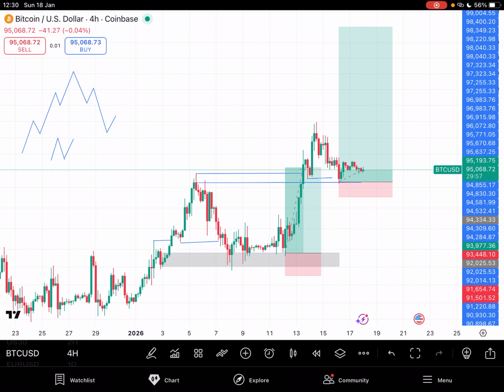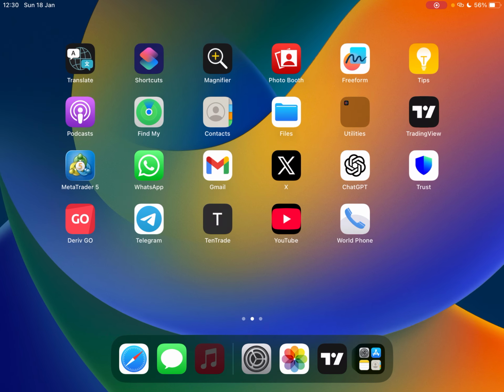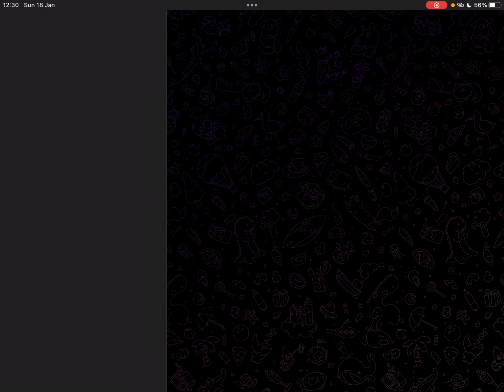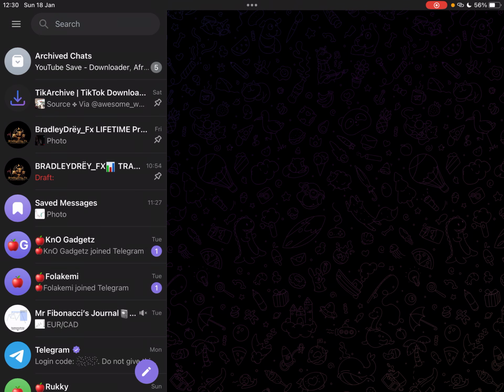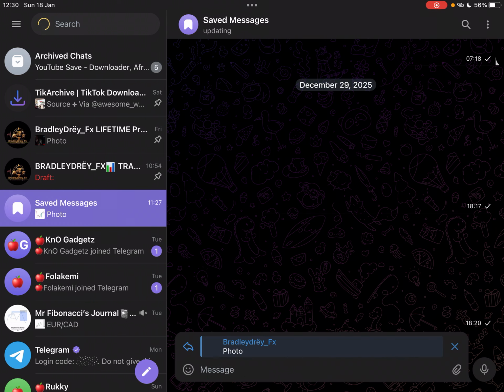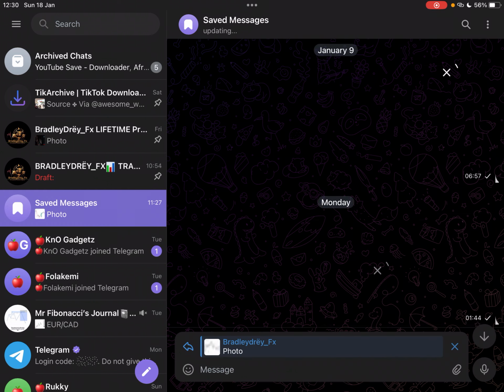I hope it's clear. If you still have any questions, you can ask me in the comment section. Now looking at Telegram, let me show you my entries from last week in the VIP room. Anyways, the network is kind of slow, and we're just going to show you on the chart if it does not appear. Okay, it has appeared.